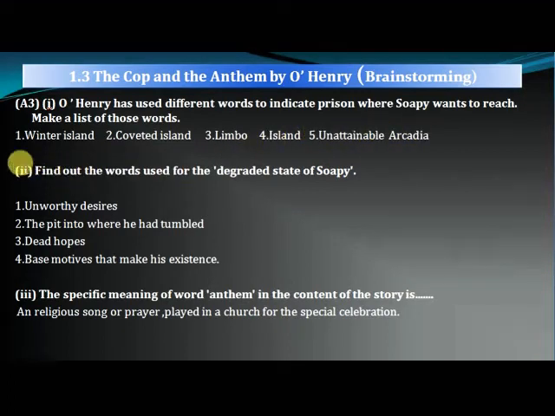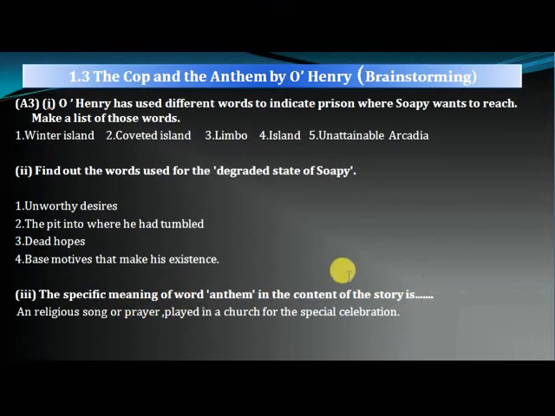So the next activity here is to find out the words used for the degraded state of Sophie. So understanding the state of Sophie. So the words are unworthy desires, the pit into which he had tumbled, dead hopes, base motives that make his existence. So next is the third one, the specific meaning of the word anthem in the context of the story.